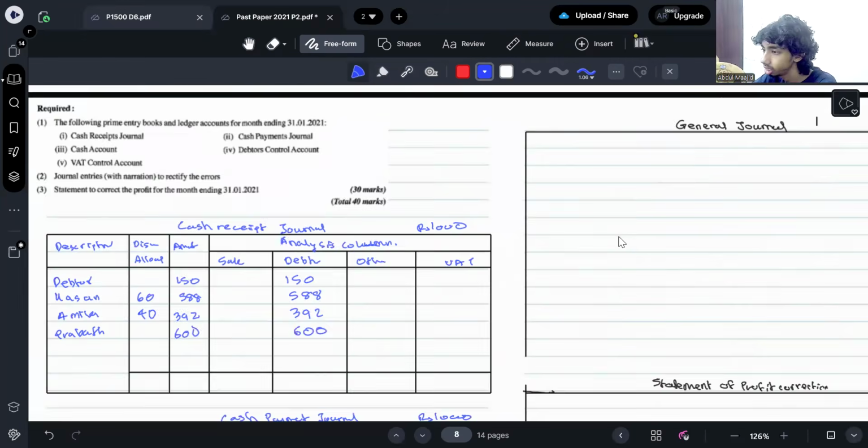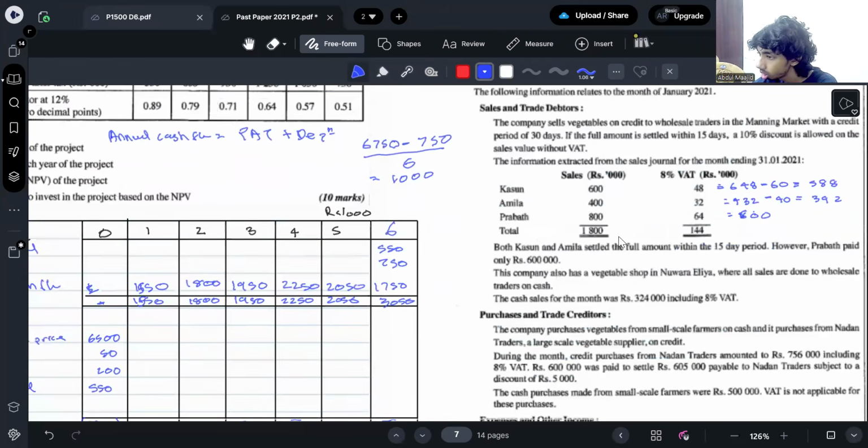Okay. Then the next one. The cash sale. This company also has a vegetable shop in Nuwara Eliya where all the sales are done to wholesale traders on cash. The cash sale for the month was 324,000 including VAT. And this will be 108% because including VAT, then 324 divided by 108 into 100. The sale value is 300. The VAT value in that case 24.